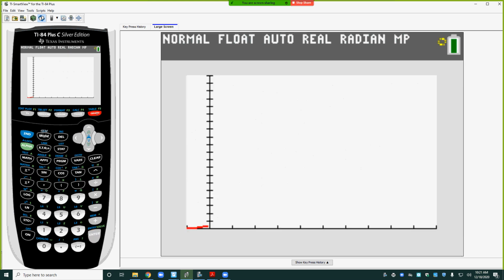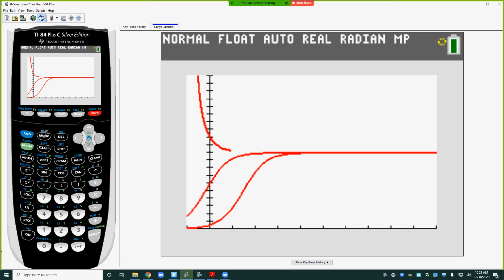So here's the curve that goes through 0, 5. And there's that logistic shape that we should expect. Here's the one that goes through 0, 60. There's that logistic curve that we should expect. Here's the curve that goes through 0, 120. Wait, 120? That's above the limit.